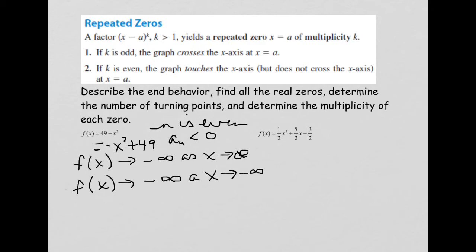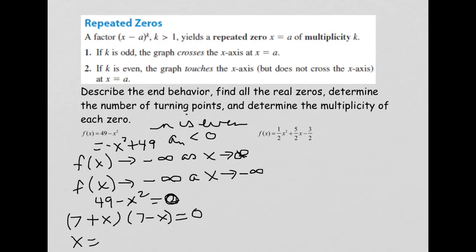Okay, now the next thing we want to do is find the zeros. So that's going to be 49 minus x squared equals 0. Equals 0, not 2, 0. Okay, so we just factor that, and that factors as 7 plus x, 7 minus x. Okay, we set that equal to 0, and we see that x equals negative 7 and positive 7.